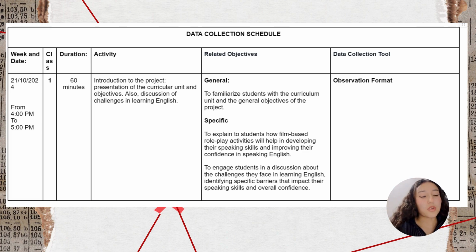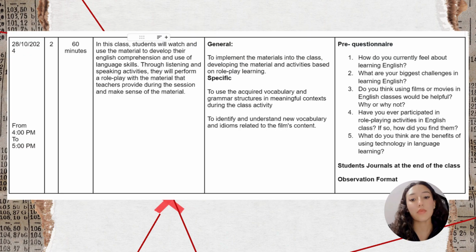Our objectives for this class are to familiarize students with the curriculum unit and the general objectives of the project. And in the first class, basically, we are going to use the observation format. That is the first data collection tool that we're going to use in the first class.